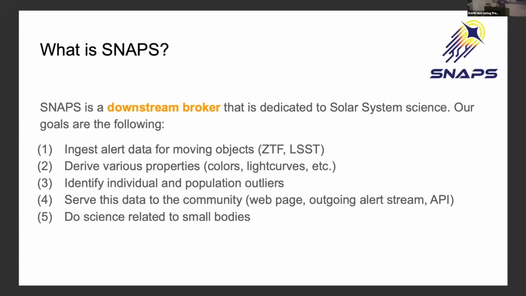We ingest alert data from moving objects, ZTF, LSST, and we'll add more to that list. We derive various properties of those moving objects, so for example, colors or light curve properties. We identify individual and population outliers. We serve this data to the community, and we do science related to small bodies. I'm going to talk about each of those just a tiny bit today.